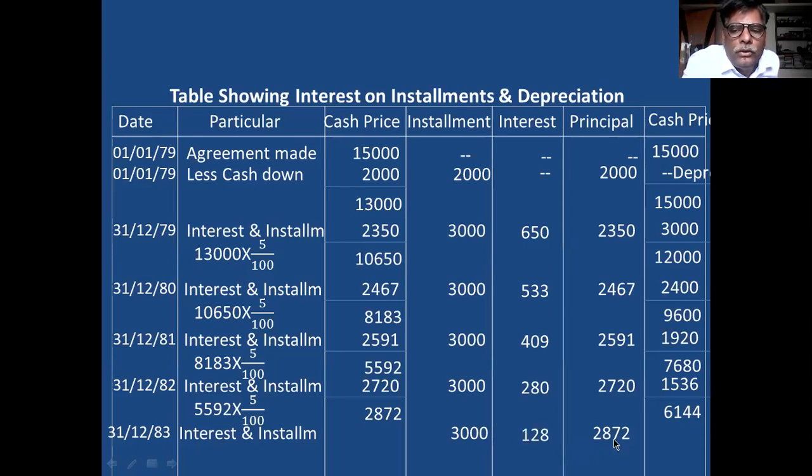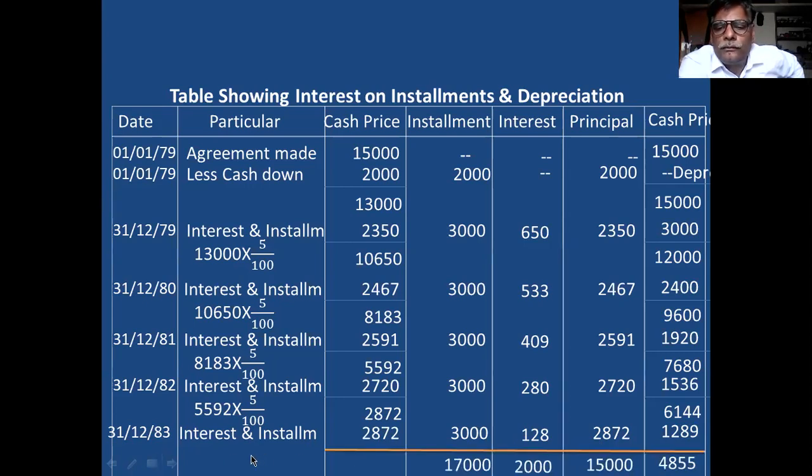Difference between installment and principal is called interest. 128. Then you take this to the cash price columns, 2,872. Charge 20% depreciation, 1,289 nearly. Okay. Over. Take the total. This is the total. Cash price 0. Depreciation column 4,855. Principal 15,000 equal to cash price. Interest 2,000. Installment 17,000. Clear?